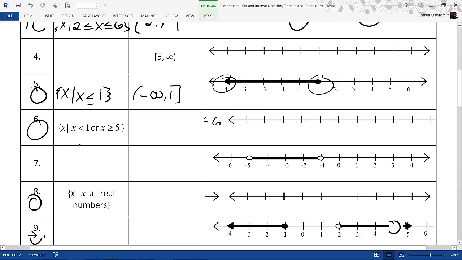So if x is less than 1, that means it's under 1. That means it's all numbers under 1. I mean, it's going to be negative infinity, and then comma, 1. Now, since that is a not equals to symbol, we're going to have a parenthesis.